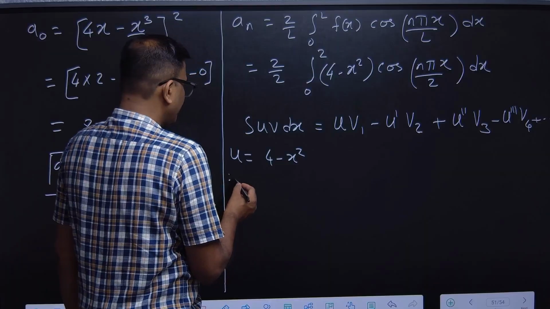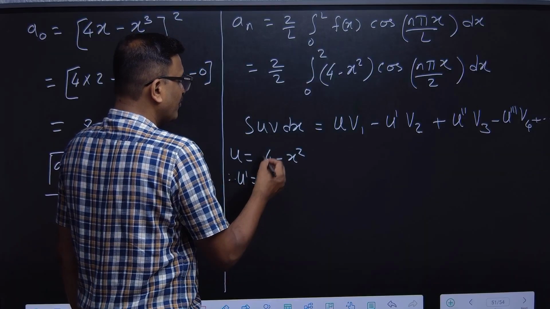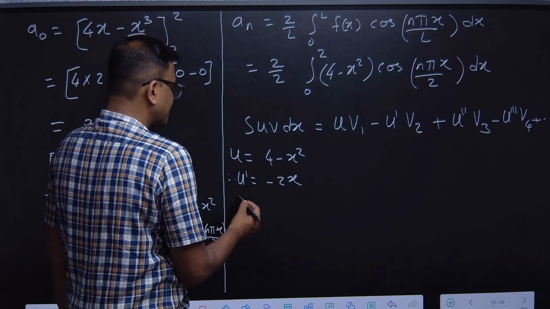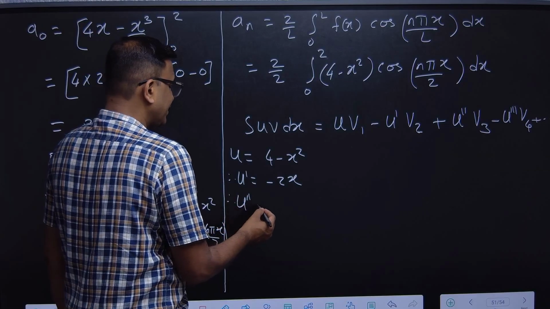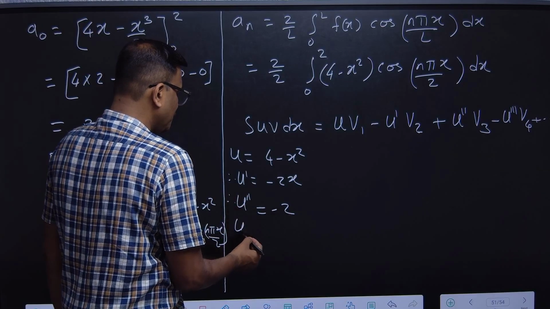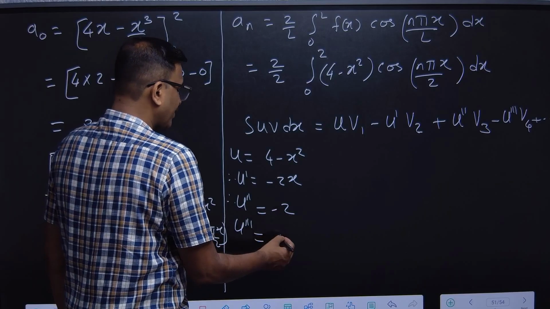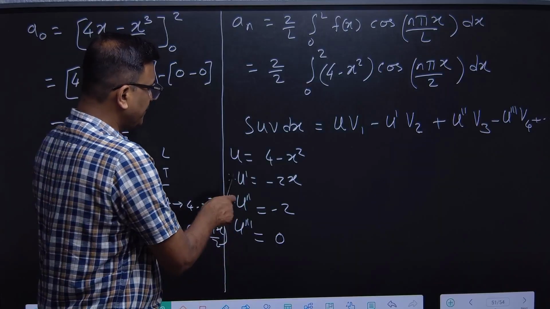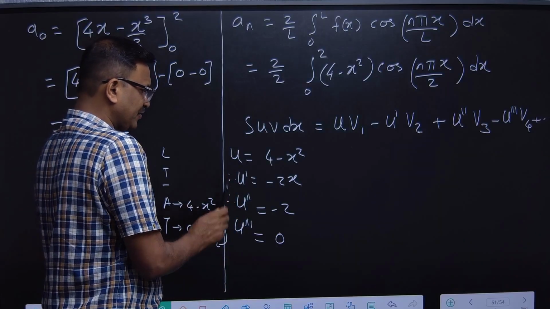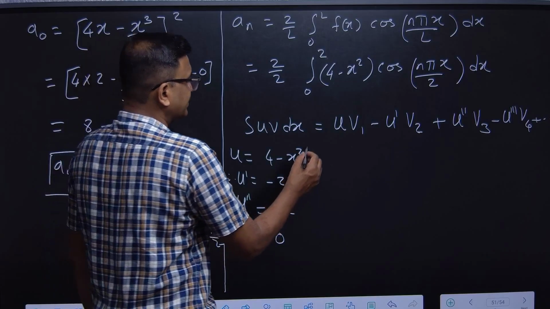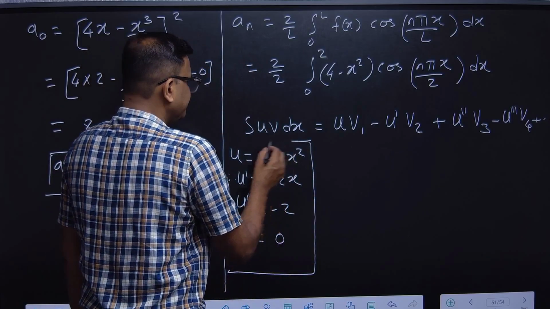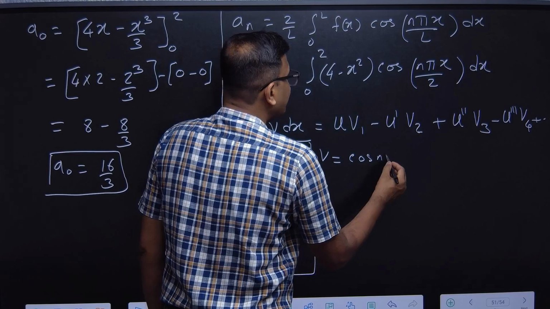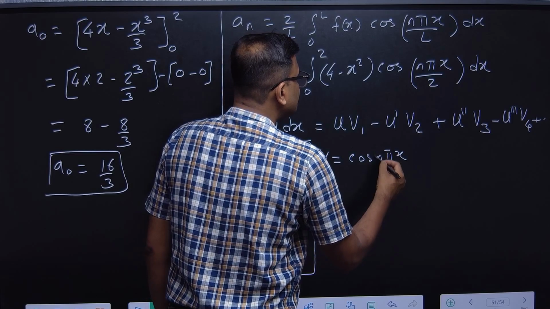So therefore u dash, derivative of 4 minus x square, derivative of 4 will be 0, derivative of minus x square is minus 2x. U double dash, derivative of minus 2x we know is minus 2. U triple dash, derivative of minus 2 is 0. We know dash represents derivative. U dash is the derivative of u. U double dash is derivative of u dash. U triple dash is the derivative of u double dash. Then here v is cos n pi x upon 2.